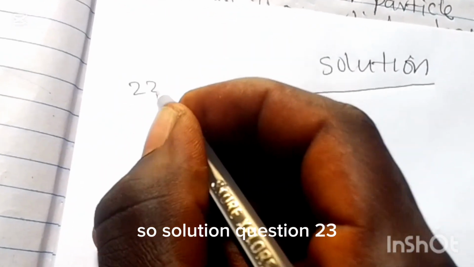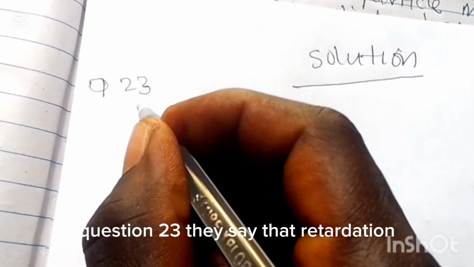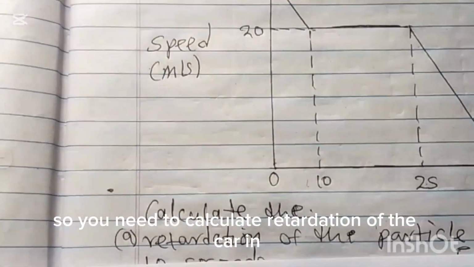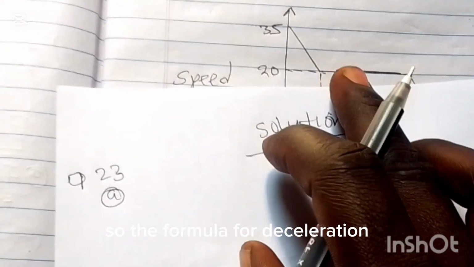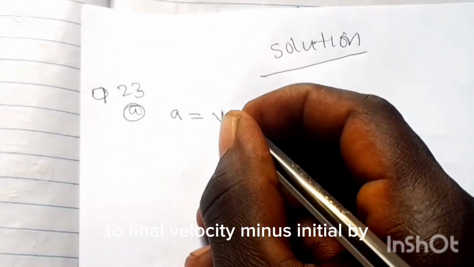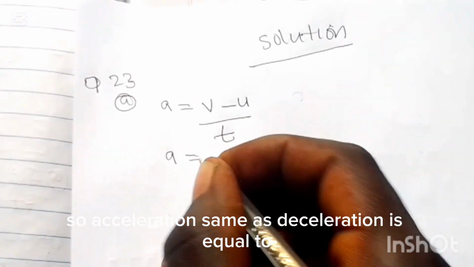Question 23, and they say retardation. So we need to calculate the retardation of the particle in the first 10 seconds. The formula for deceleration, we're going to use the same formula as for acceleration. So acceleration is equal to final velocity minus initial velocity, divided by time. So acceleration, same as deceleration, is equal to the final velocity.